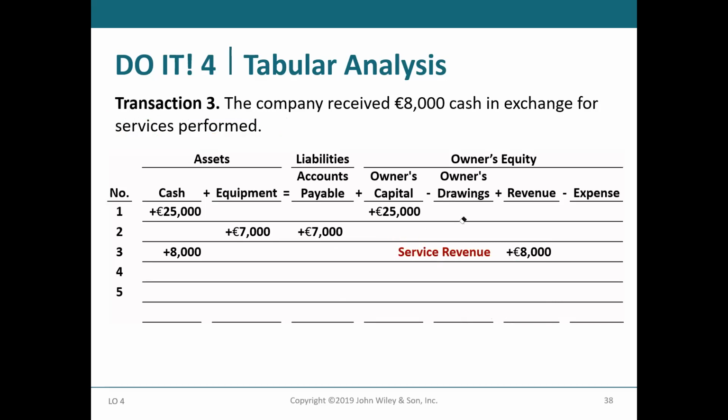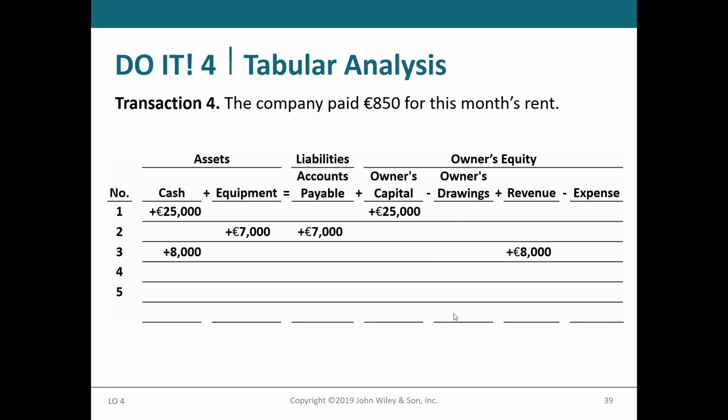Transaction number 4 says the company paid 850 for this month's rent. So we pay money. So cash will decrease by 850. And we have rent expense, right? Rent expense will increase by 850. But remember, when rent expense increases, what happens? Owner equity decreases. So we have a minus sign in front. Okay. Next, transaction number 5, the owner withdrew 1,000 cash for personal use. So when the owner withdrew 1,000 cash for personal use, what happened?